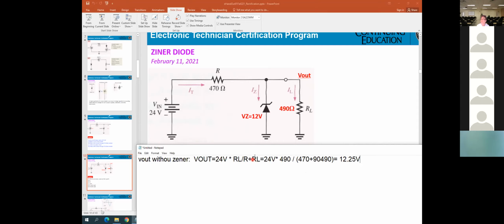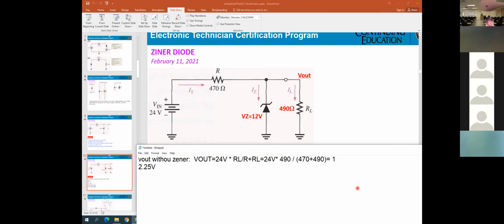Okay, now, Mr. Pham, for the people who are new learning, take that 90 out before the 490 inside the parentheses. Okay, without the Zener, the voltage Vout is 12.25. Is it higher than the Zener voltage? Yes. So that means when you have the Zener, the Vout only equals 12 volt.